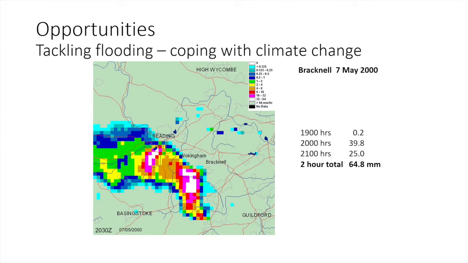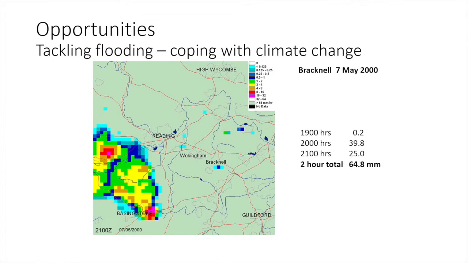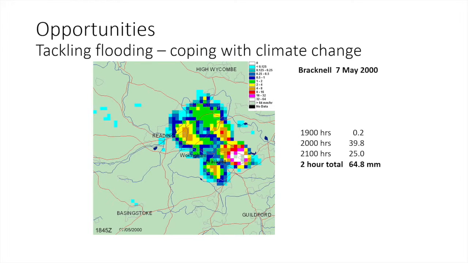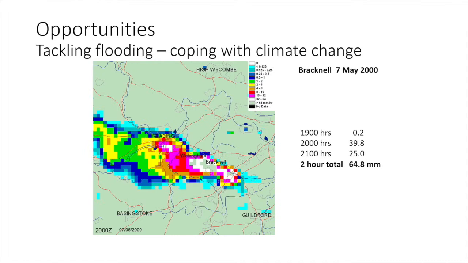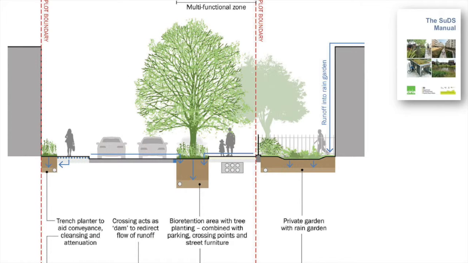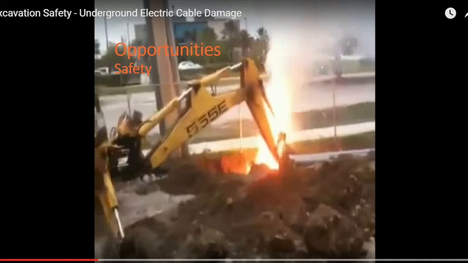It needs to be planned for. It needs to be designed in the way we look after streets. And in urban areas, it's streets, which is really the only option we have for dealing with this sort of problem. And here we go, the SuDS manual, plenty of advice on what to do.